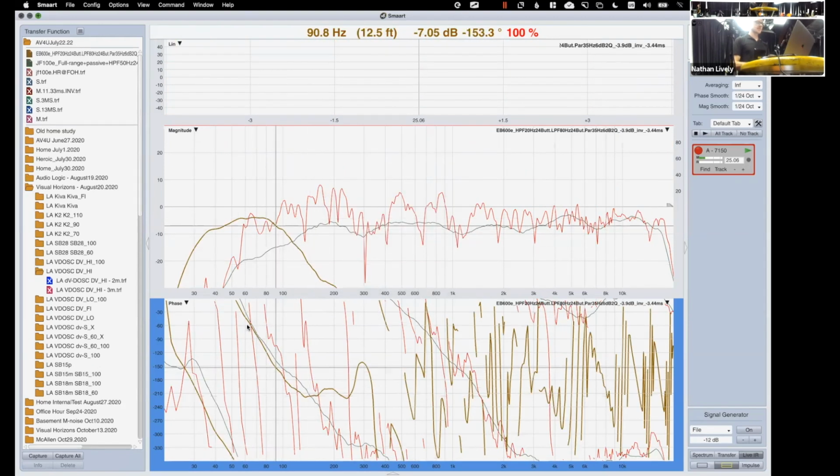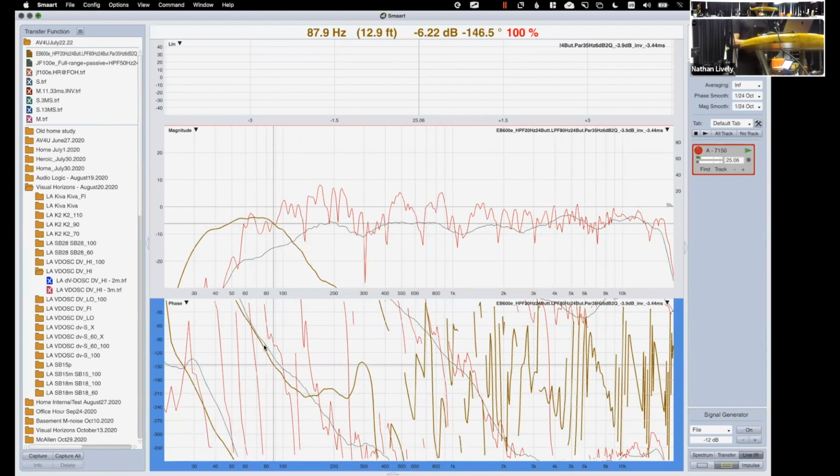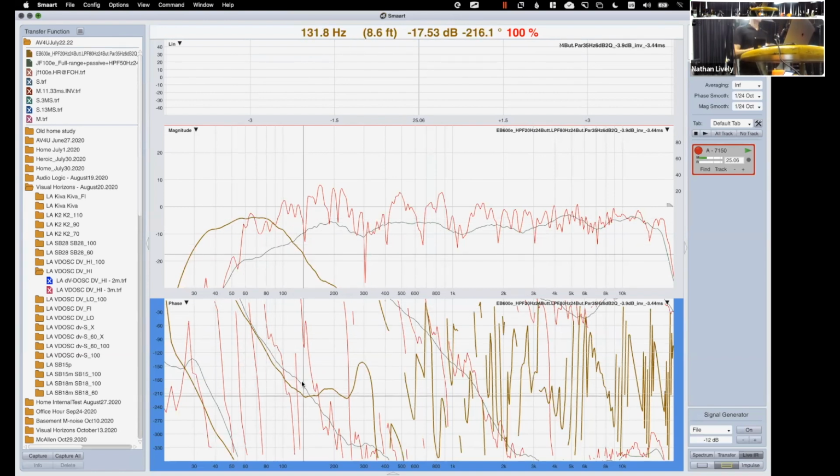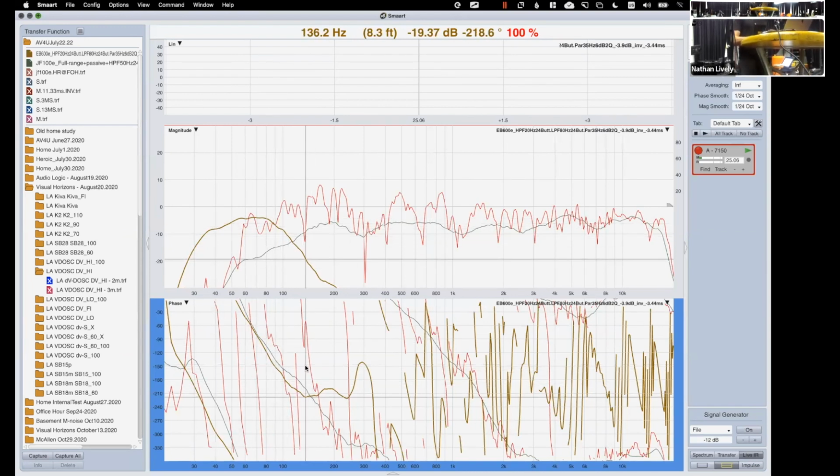So this action here is what we should be looking for. And as you can see, it's going to be hard to measure. There's not a lot of actionable data in this area. That also means when you measure something like this, it's going to be difficult to hear. We're hearing all this stuff too, you know, these reflections and things. Okay, so let's measure the sub.